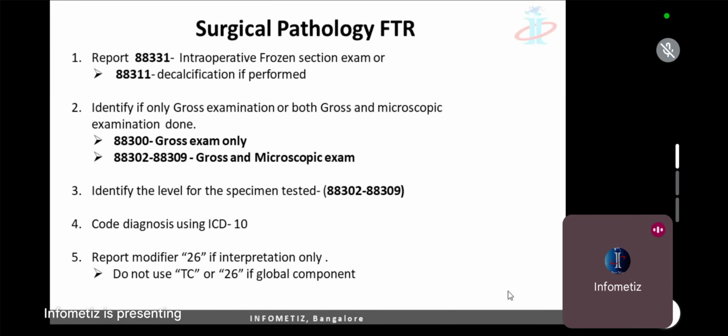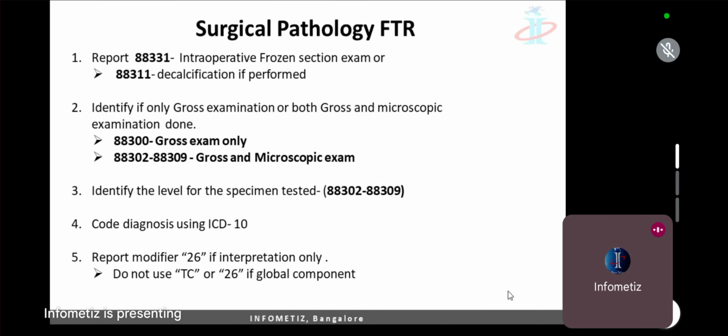Second, we can check whether our question is asking for gross plus microscopy or only gross. Only gross, no matter what the level is, 88300, single code. If it is gross plus microscopy, then only I have to go with the levels part. Third, identify the levels we can see. Fourth, you can solve this question based on the ICD guideline also.